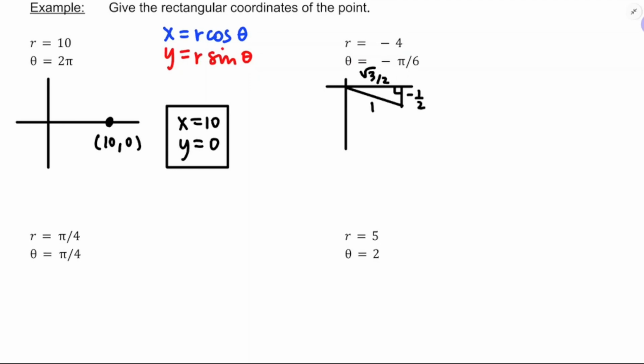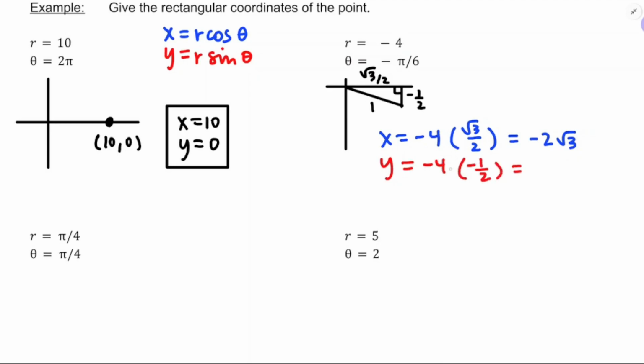Okay, now for x, I'm going to need x equals r times cosine of theta. So that's root 3 over 2. And that would be negative 2 square root of 3. And then y is going to equal r sine theta. And that would be negative 4 times negative half. That's going to be positive 2. So the coordinates of the point are x equals negative 2 root 3 and y equals positive 2.